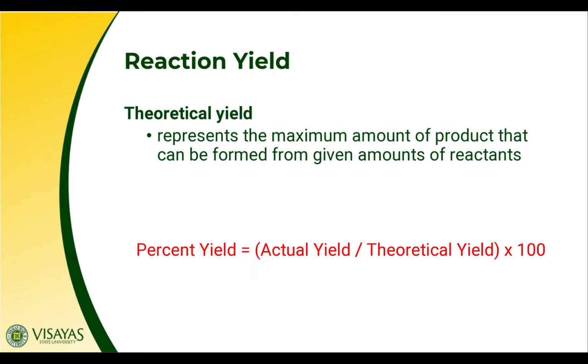So how do we get the so-called percent yield? We have the formula: actual yield divided by theoretical yield multiplied by 100. Again, when you say actual yield, that's the amount that you get during the experiment. When you say theoretical yield, it's the maximum amount that can be formed from a given amount of reactants. It's actually, again, the amount that can be formed using the limiting reactant. The actual yield is obtained during the experiment, while the theoretical yield is computed from the limiting reactant.